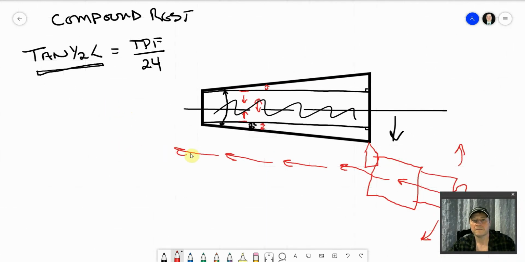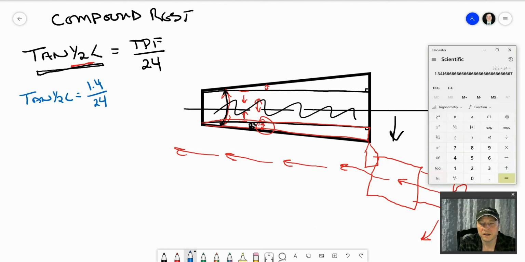Okay, so we're solving tangent of half the angle. So essentially what I'm solving is this. Let's say this is my triangle because this is the side I'm cutting on. I want to solve this angle right here. It's actually half the angle because this is the whole angle, so this is only half. So tan of half the angle equals the taper per foot divided by 24. So let's just go back to that 1.4. I know it was 1.2, but tan of half the angle equals 1.4 divided by 24.